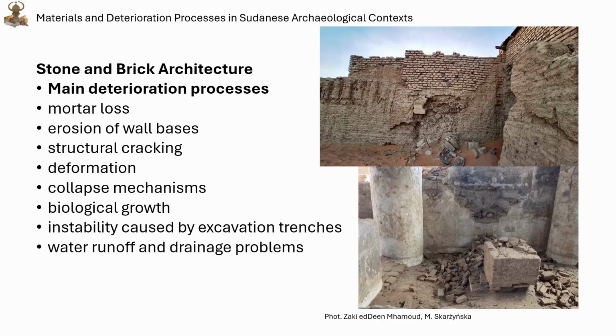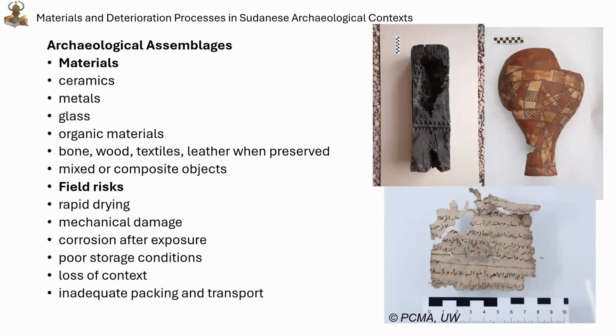Collapse often results from combined factors: a loss of mortar, moisture, erosion, vegetation, structural imbalance, and a lack of maintenance. And excavation trenches can create drainage problems also, concentrating water around foundation or wall bases. Therefore, architectural conservation requires both material assessment and structural understanding.